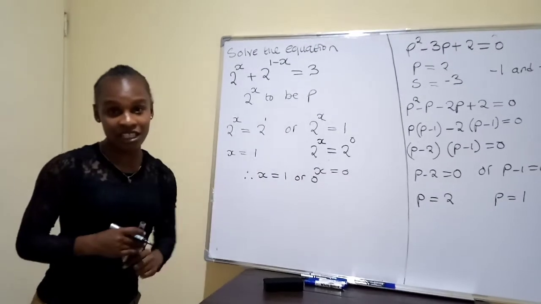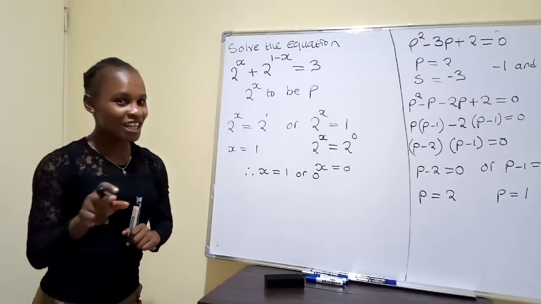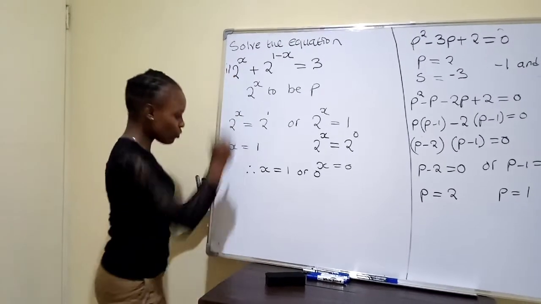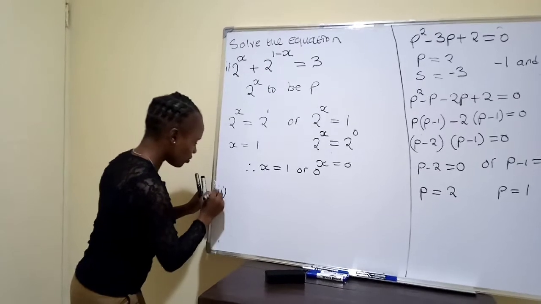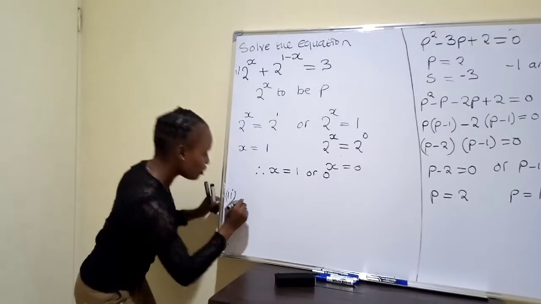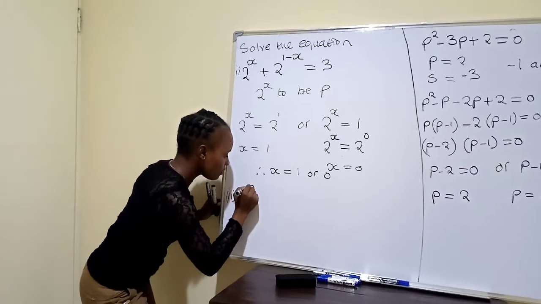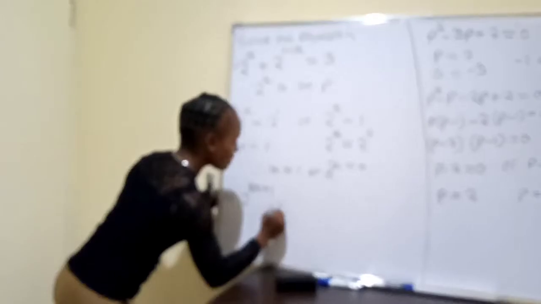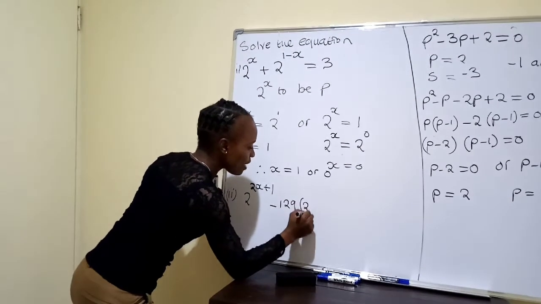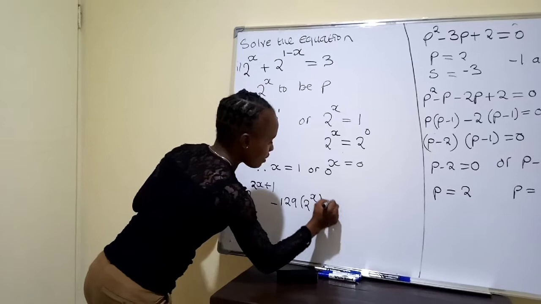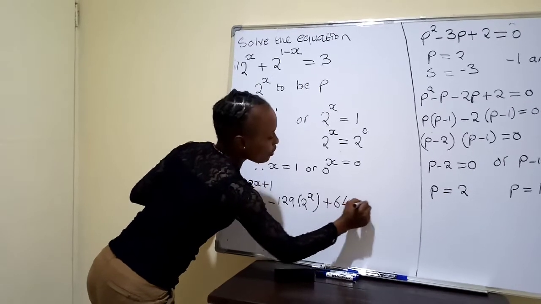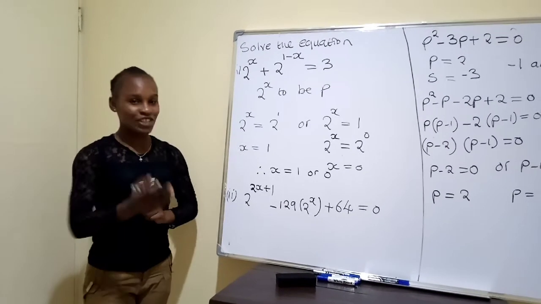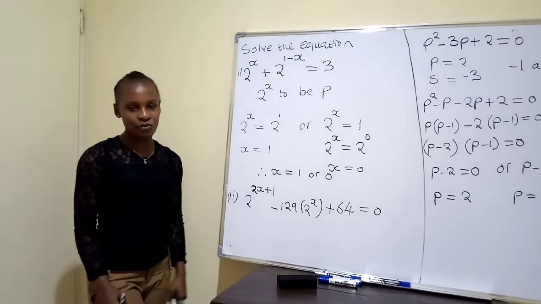So now that we have looked at this, I'm going to leave you with a question so that next time we're going to pick it from there. So this was question 1. Then question 2 is for you to solve. So question 2, we have 2 to the power 2x plus 1 minus 129 multiplied by 2 raised to the power x plus 64 equal to 0. So I want you to solve this equation so that next time when we come, we're going to pick it from there. Thank you.